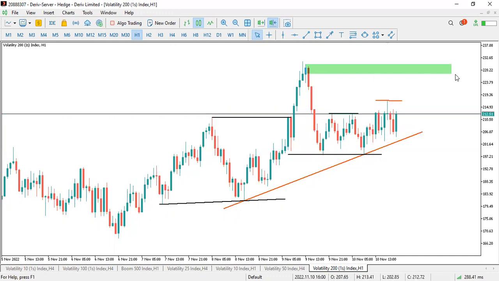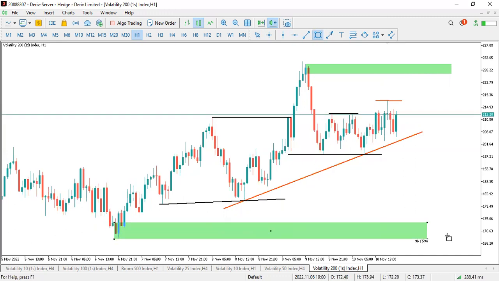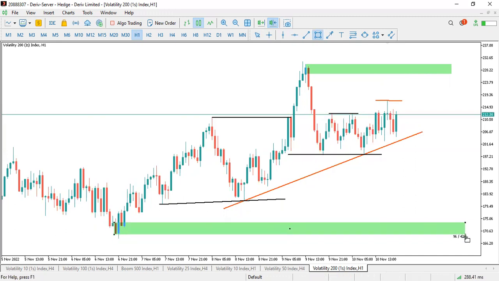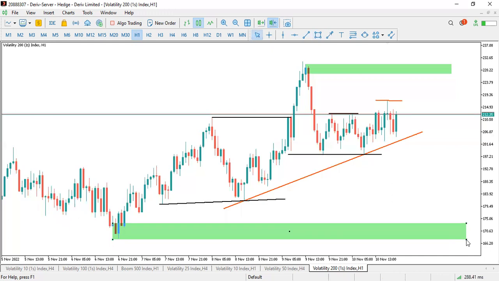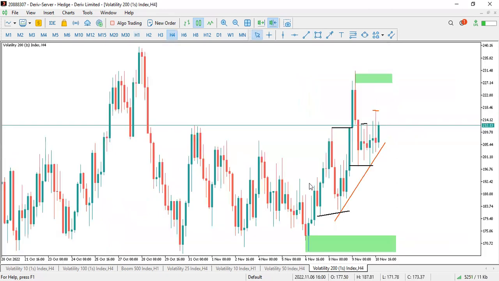So for instance, if price picks orders in this zone, I will be expecting it. Okay, there is no imbalance here. So even if price will reverse at this point, it will not be a massive reversal because there is not much of this thing there. So let me go to H4 and see something.